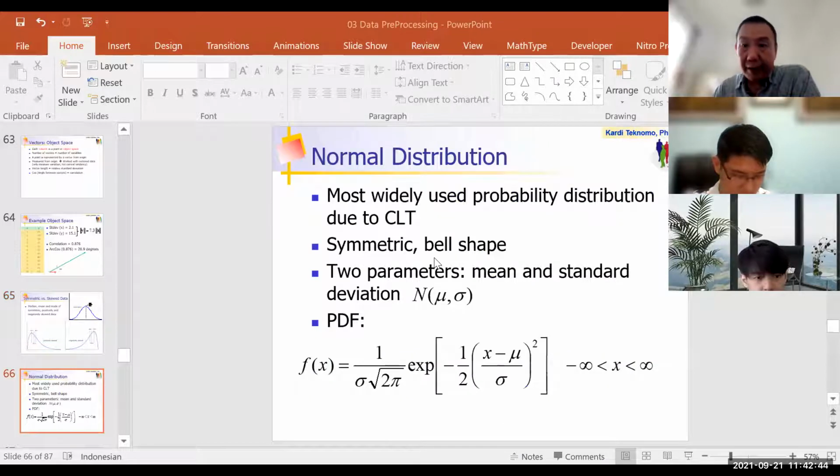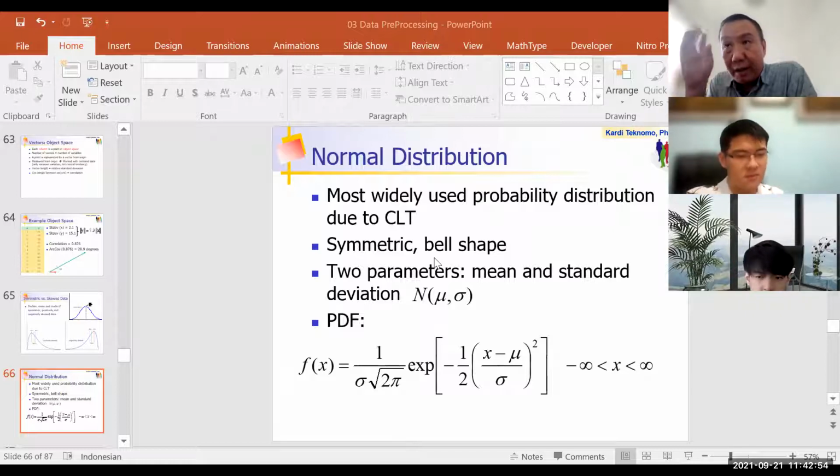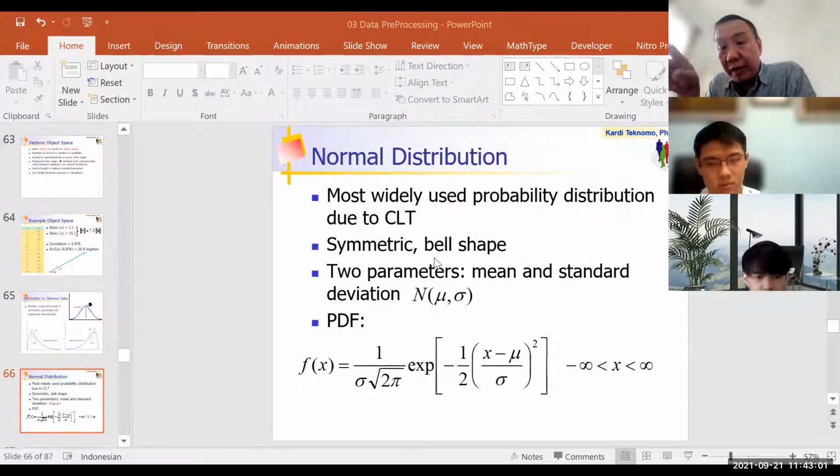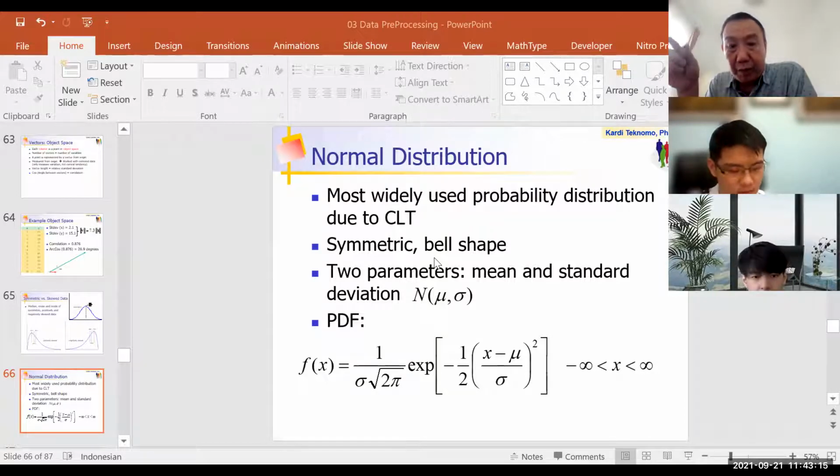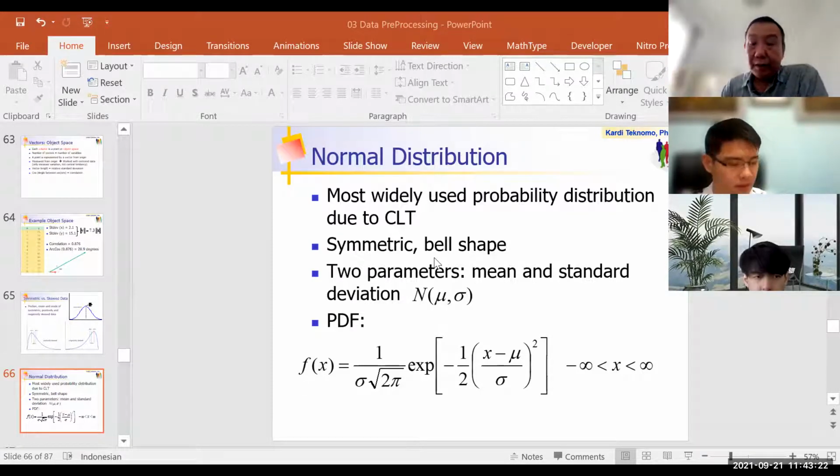Right? And any data that you have gathered, any quantitative data, if you subtract the mean from that data, and then you divide by the standard deviation, then the result will be normally distributed with the symmetric bell shape, with two parameters: this mean and standard deviation. So the PDF, the probability distribution function of the normal distribution, is given in this formula.